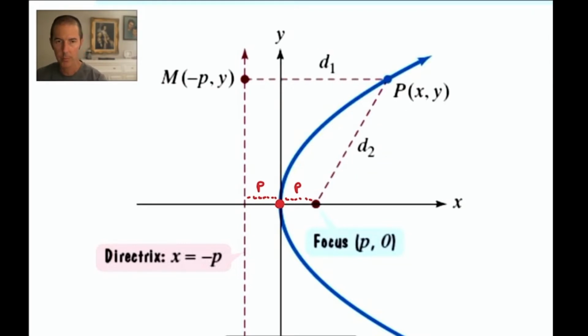Any point that we pick on the parabola has to be the same distance from the focus as it is from the directrix. So the distance from the vertex to the focus is always going to be the same as the distance from the vertex to the directrix. And the parabola is always going to be opening away from the directrix like this and wrapping around the focus.